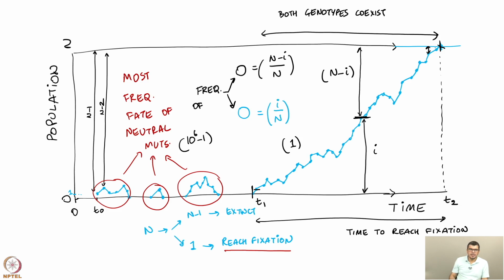Okay. That is enough discussion about neutral variants arriving in the population. We will next move to the scenario where the mutant that has arisen is not neutral now. So, now we have a non-neutral variant that arises in the population.